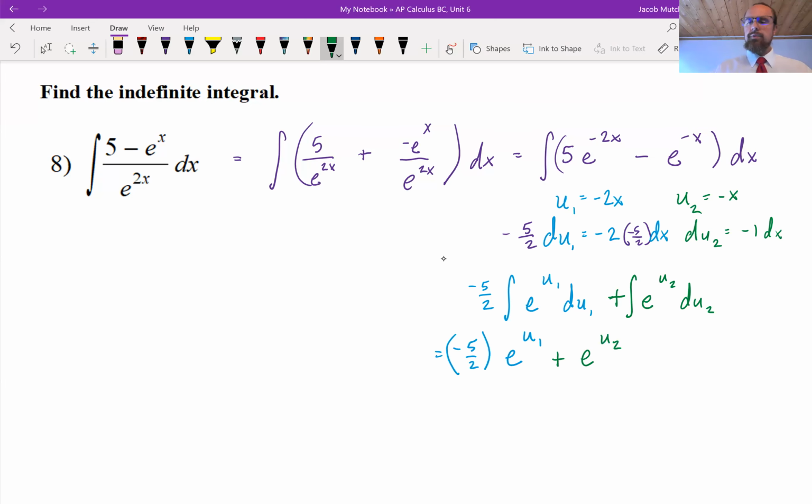So that integrates. What I need to do now is substitute back in my u values. So for this first fraction, what we've got is negative 5 halves. E to the power of u sub 1 was negative 2x, plus e to the power of u sub 2 is negative x, plus c, and that completes the integration.